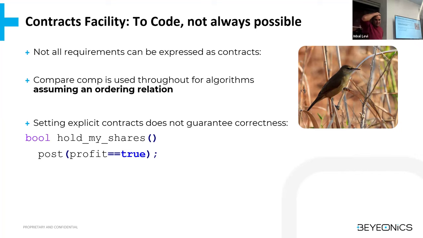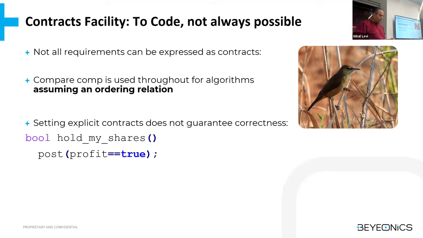Okay, so let's continue. It's not always possible to have a contract for anything. This sentence is taken from the standard regarding the compare function that you give to sort or find. This function is assumed to have an ordering relation between the elements that it gets. You can check it theoretically if you have enough time and a finite number of values for the type, so you can build a graph and make sure it's always an ordering, but it's nothing you're really going to do. So not everything is checkable in a contract manner.